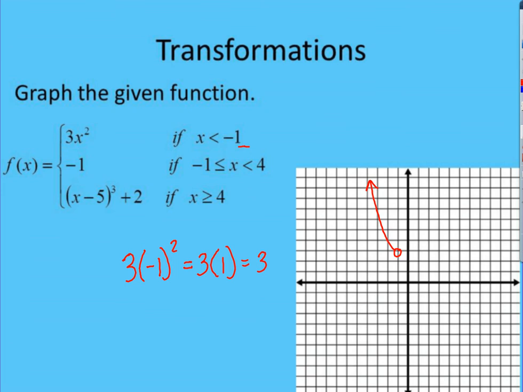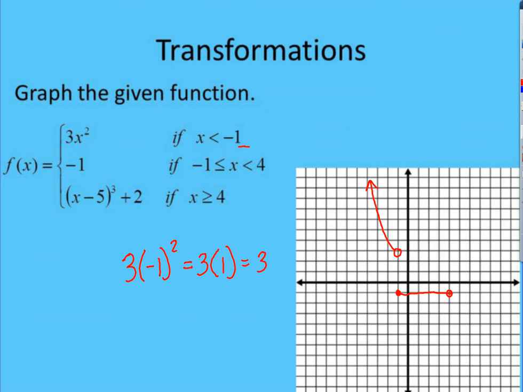When x is equal to or greater than negative 1, all the way up to 4, we just have a constant function of negative 1. So we're going to go down to negative 1, negative 1. That's going to be a closed circle because it does have that equal to sign. It's a constant function until we get over to 4. And then it will be an open circle because it is just less than 4.